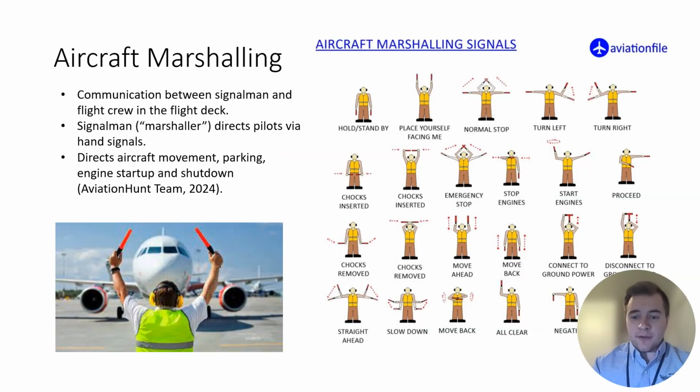So first of all, let's talk about aircraft movement, which is marshaling. This is communication between a signalman and flight crew in the flight deck. Signalman directs the pilots via hand signals, and the marshaller helps out with directing aircraft movement, parking, engine startup, and shutdown. If you would like to, I've included a list of the different signals, and you can pause the video and look over those if you'd like.